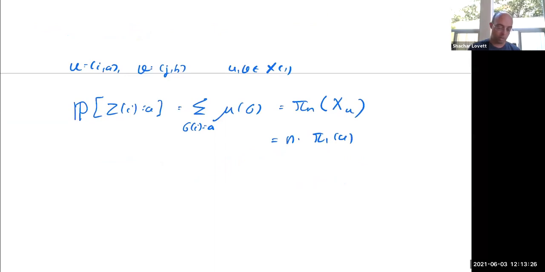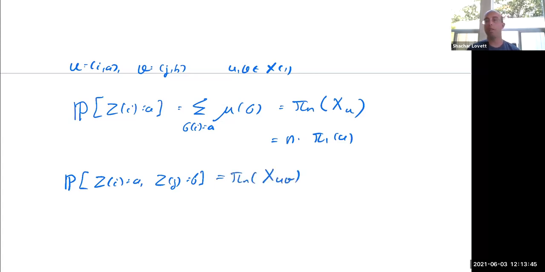By a very similar reason, what is the probability that Z i is a and Z j is b? Well, it's again summing over all full colorings consistent with i and j. So for the same reason, it's going to be pi n of the link of u and v, all the full colorings consistent both with u and with v. And again, here I'm assuming i is different from j. And for the same reason, this is going to be n choose 2 times pi 2 of uv.